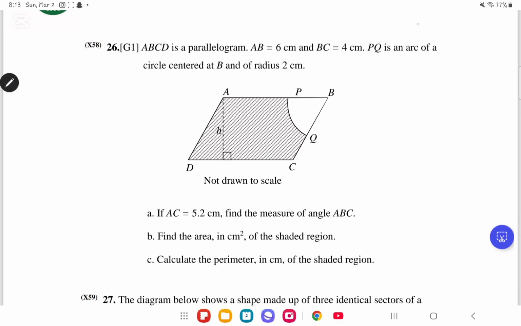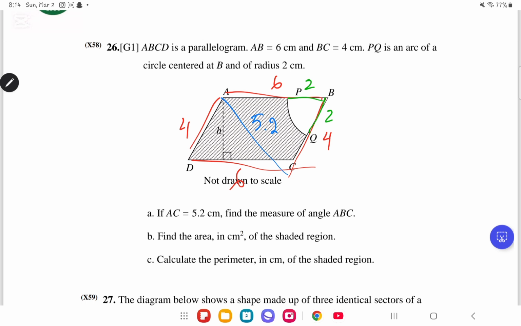Okay, so very simply in this question, we know that ABCD is a parallelogram. This is 6 centimeters. This is 4 centimeters. This is also 6. This is also 4. They said PQ is an arc of a circle and the radius is 2 centimeters. So we are given that AC is 5.2 centimeters, and we need to find the measure of angle ABC.